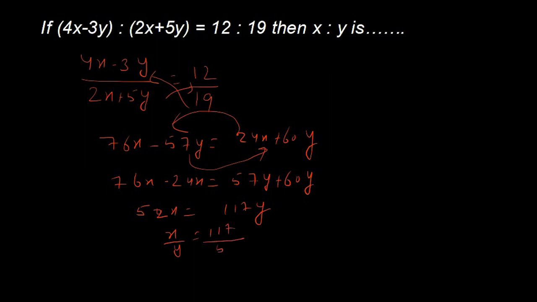Okay, so x is to y is 117 upon 52. The ratio should be in the simplest form. 13 nines are 117 and 13 fours are 52. So what is it going to be there? 9 is to 4. Okay, so let's come to the next question.